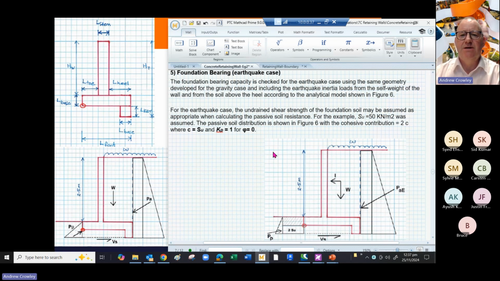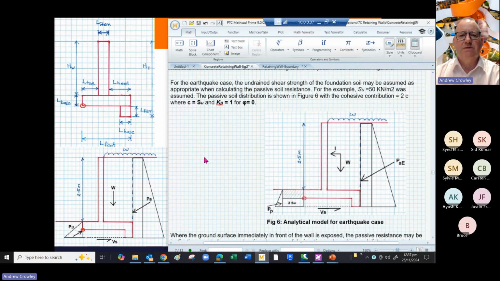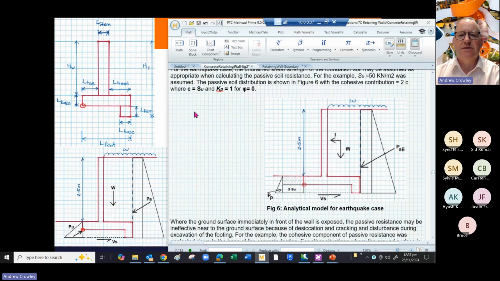So we need to check it in the earthquake case. And so we use a different formula. And we use our cohesion as the Su value, our undrained shear strength. And we're taking a Kp, a passive coefficient of earth resistance, of 1, which is rather conservative, but it's safe.